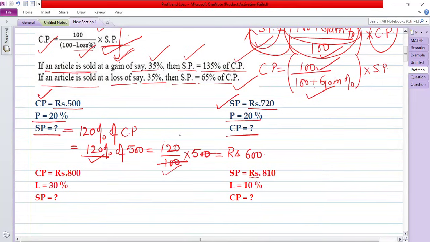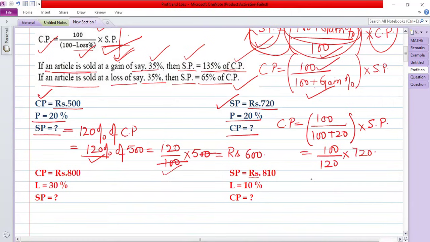How to find the CP? Now CP will be nothing but 100 upon 100 plus 20 of SP. So it is 100 upon 120. And what is the SP here? SP is 720. Okay, so now just cancelling out, it will be 6, and then 100 into 6. It will be 600.